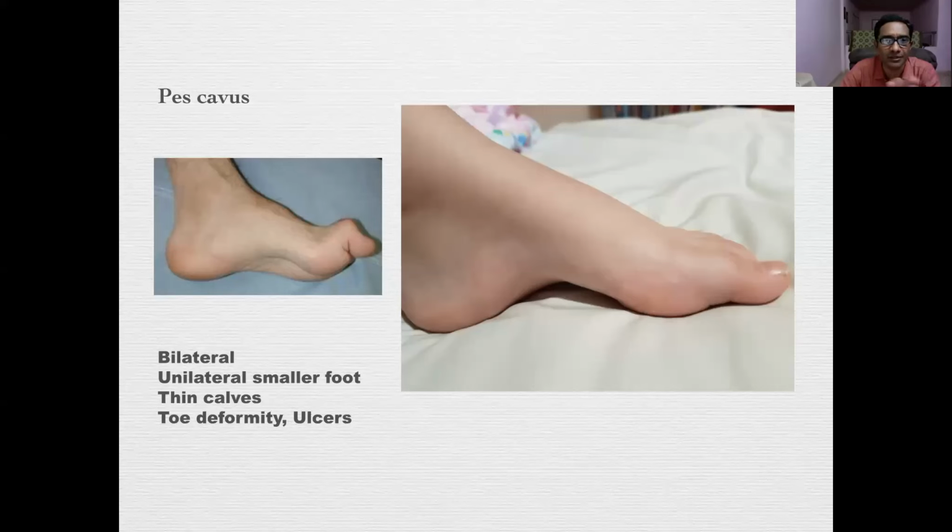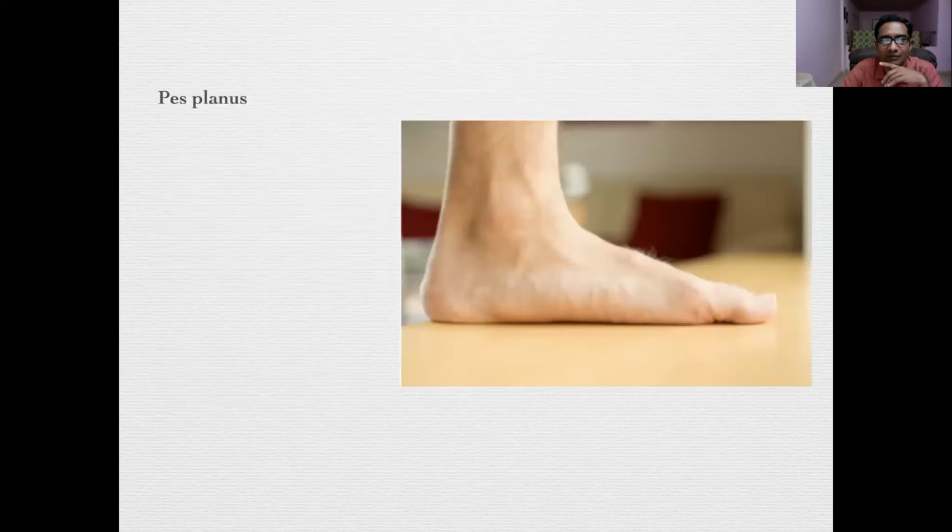Hereditary motor sensory neuropathies present like this. Earlier, in our days, this used to be called Charcot-Marie. They now go under the name of hereditary motor sensory neuropathies. So this you should remember, the neurological pes cavus.